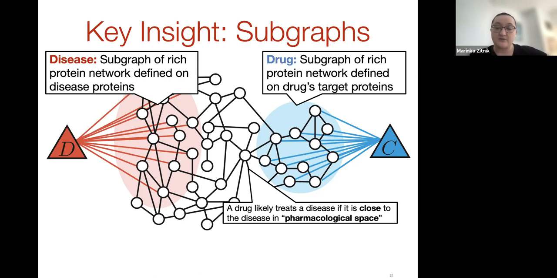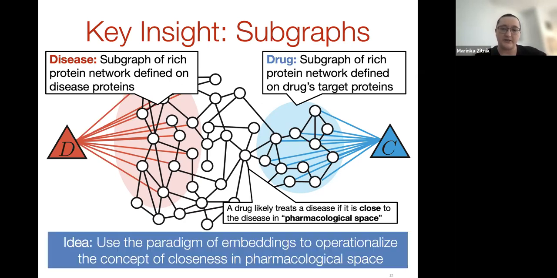Okay, so that sounds fantastic, but what does that actually mean from a computational machine learning standpoint? How can we now operationalize pharmacological space? Our key idea is that we will use the power of embeddings to operationalize closeness in pharmacological space. We will learn embeddings for these subgraphs in such a way that when a drug is used to treat a disease, the embedding of the drug will be close to the embedding of the disease. That will be a practical way to operationalize this notion of pharmacological space.